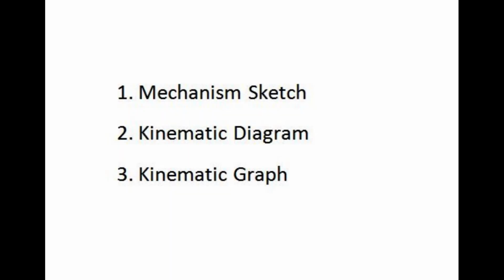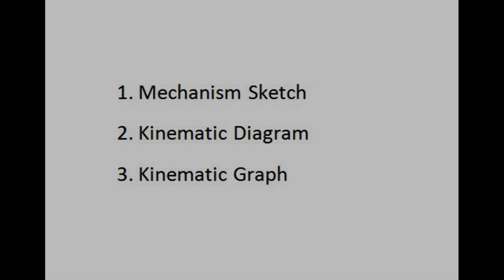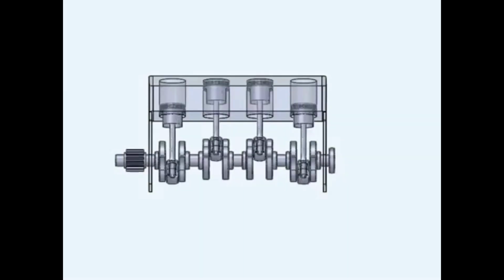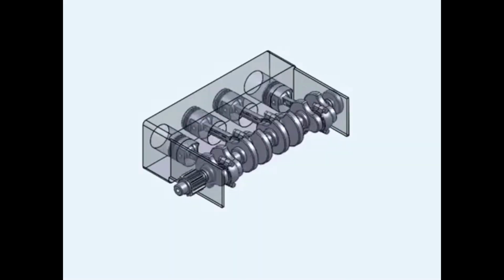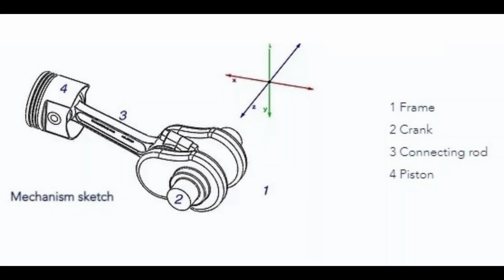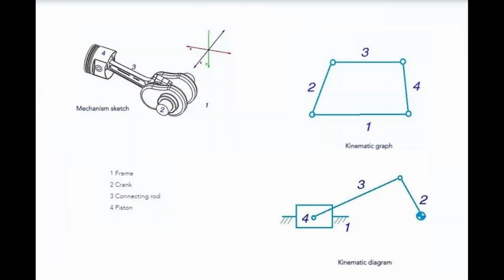Number 1. Mechanism sketch. Number 2. Kinematic diagram. Number 3. Kinematic graph. To explain this, we will take piston and connecting rod example. Mechanism sketch for this system contains frame, crank, connecting rod, and piston. Here you can see kinematic diagram and kinematics graph.